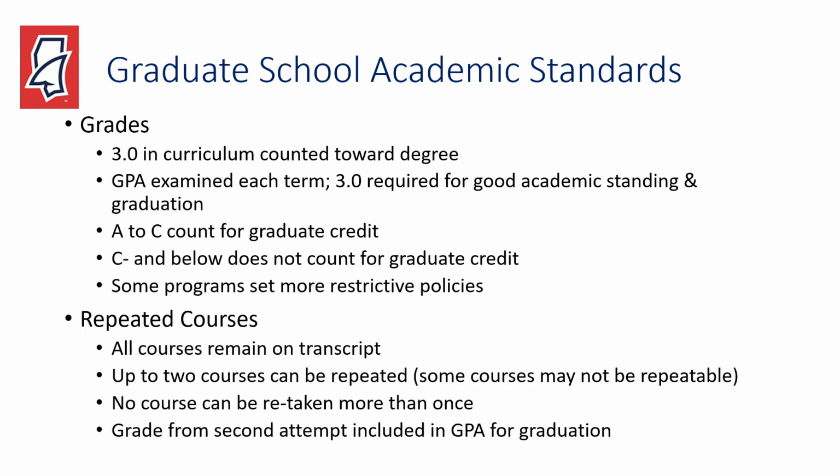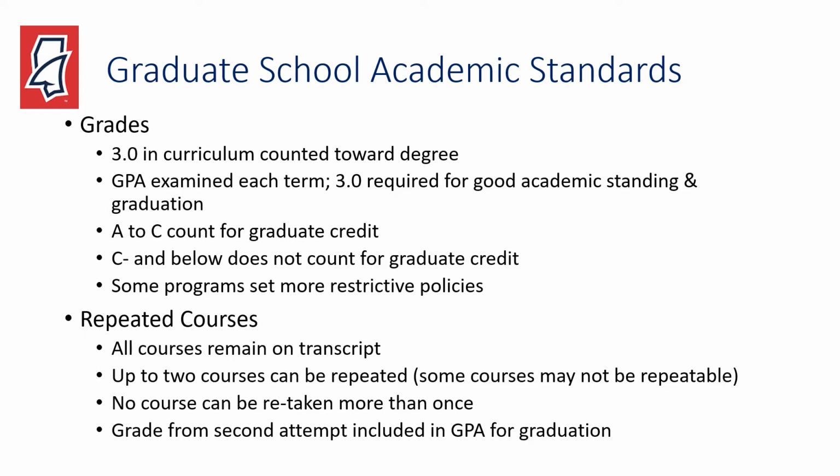The graduate school sets a number of academic standards, one of which is a minimum of 3.0 as the GPA. So in the curriculum that is counted towards the degree, a student must earn a 3.0 before they will be allowed to graduate with the degree. The GPA is also examined each term, and a 3.0 is required to remain in good academic standing each term.